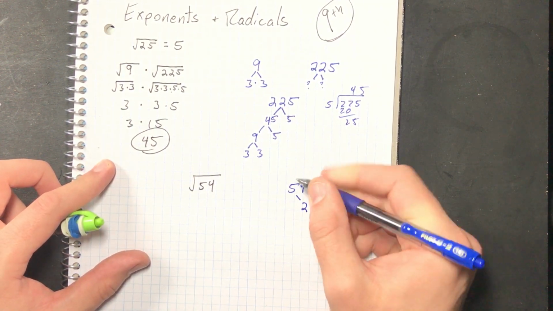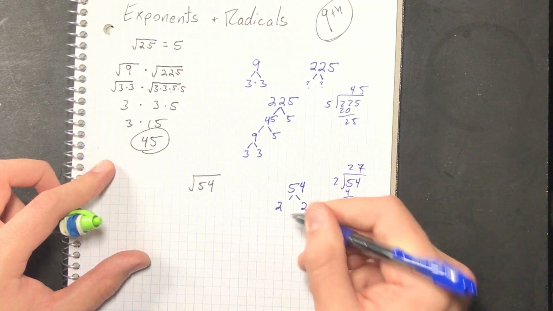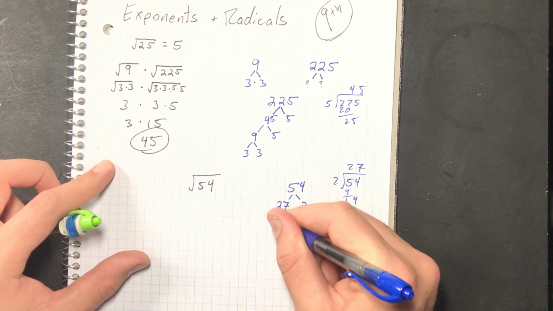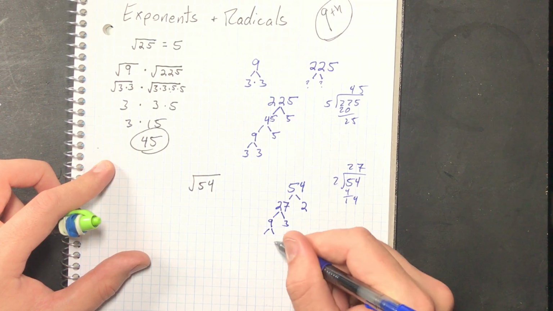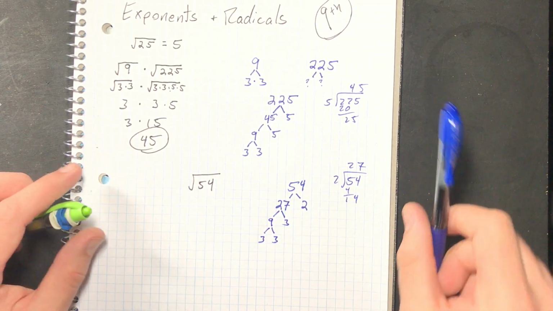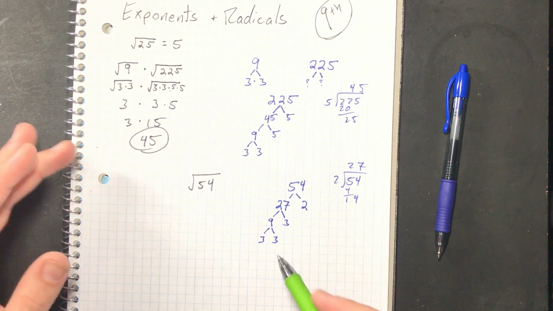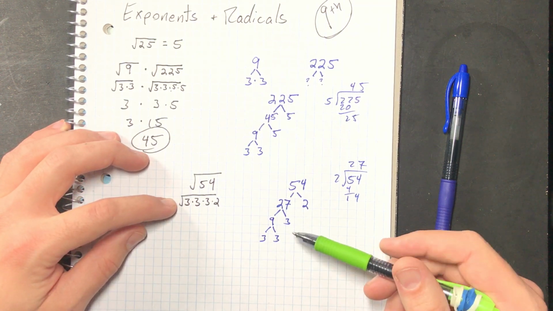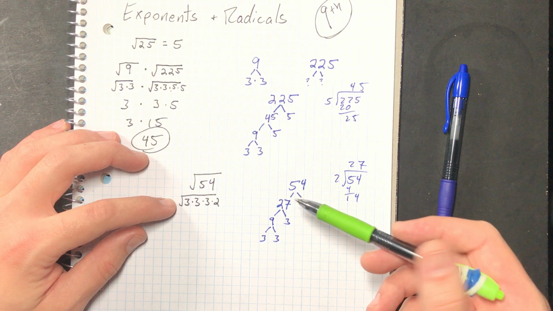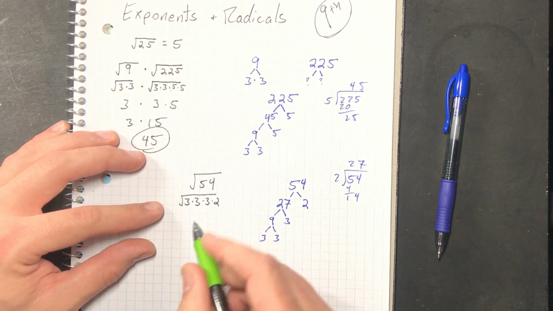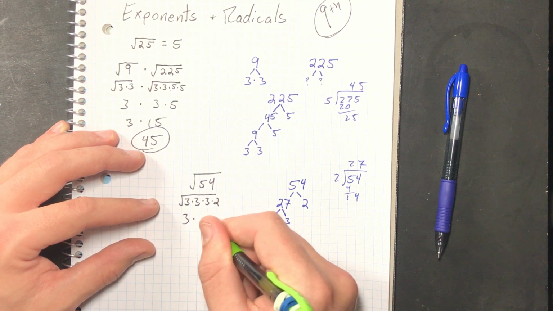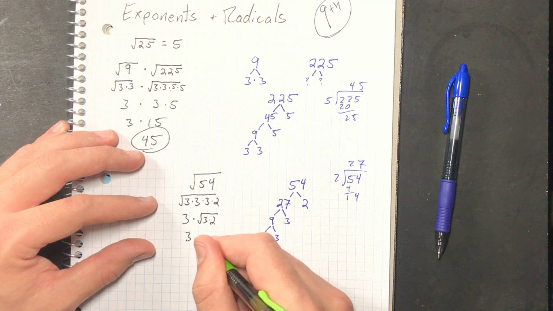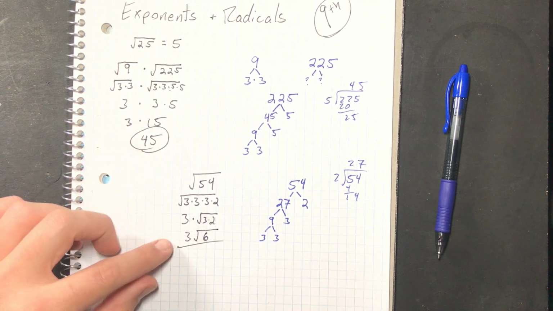So if it's 2, then that's going to be 27. 27 can be 3 and 9. 9 is 3 and 3. Okay, so when we say the square root of 54, what we can say is that is the same thing as the square root of 3 times 3 times 3 times 2. Cool? We have our perfect square, so that can leave, and it's 3 times the square root of 3 times 2, 3 rad 6. That's our answer.